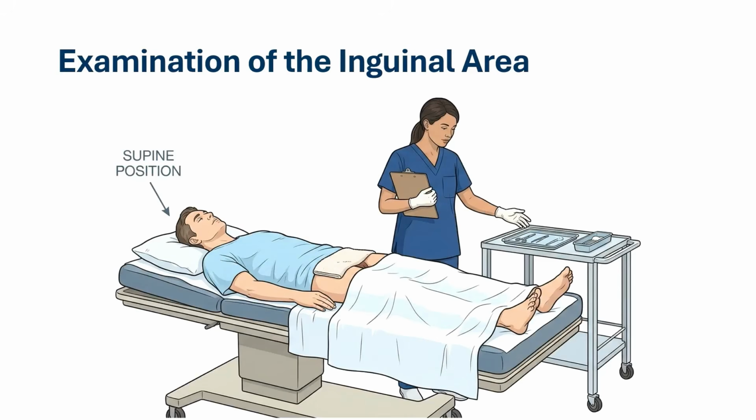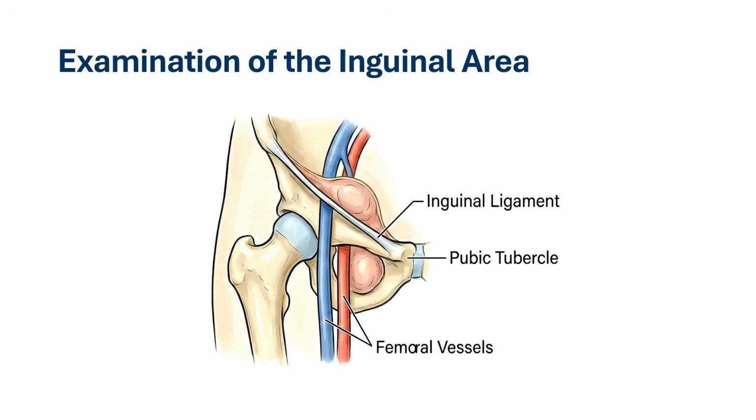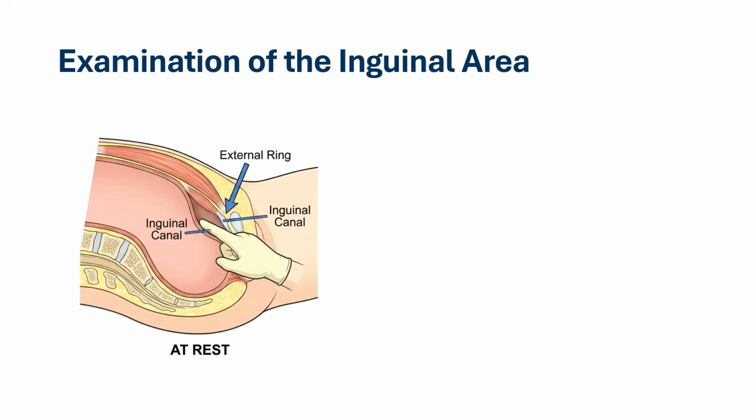Examination of the inguinal area. Give a supine position. Examine the man for femoral and inguinal hernias. Look for bumps, protrusion, and thickening. Shift the man's weight to the left to palpate the right groin.